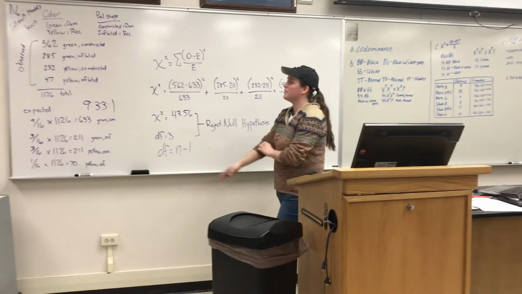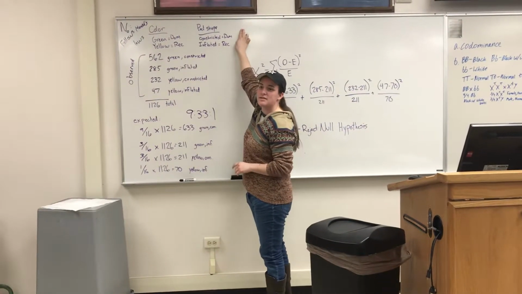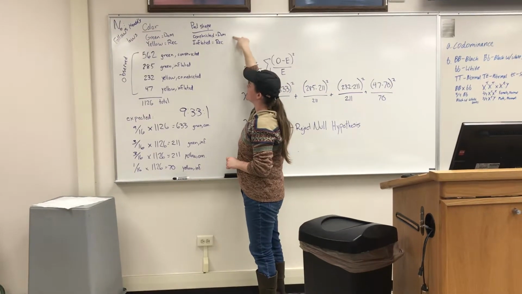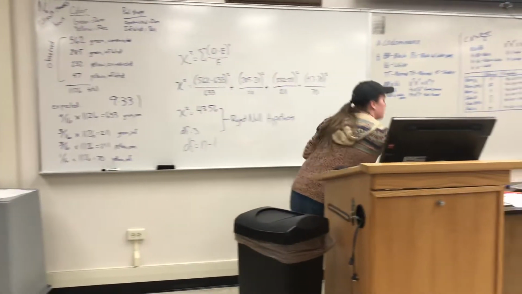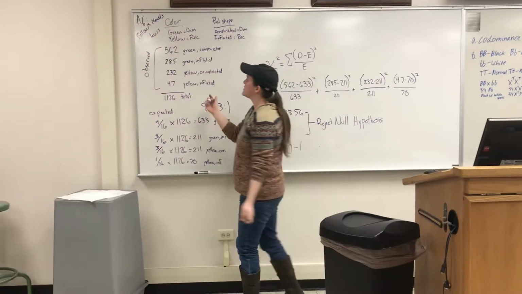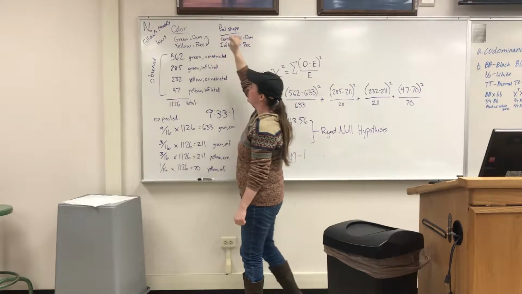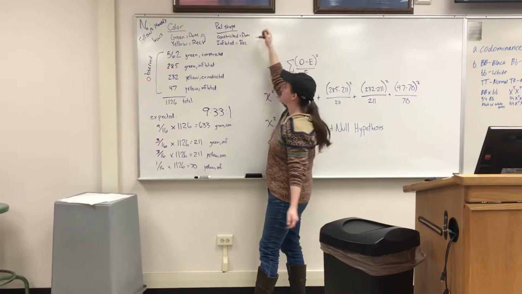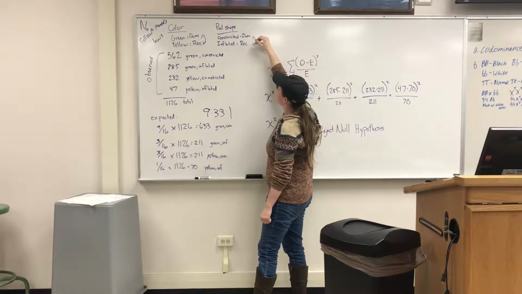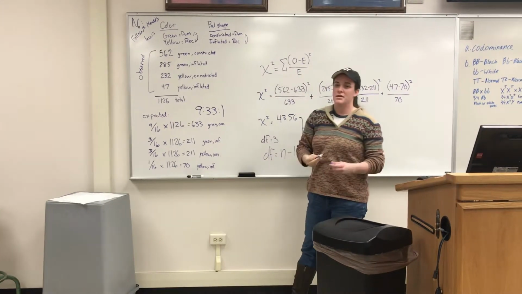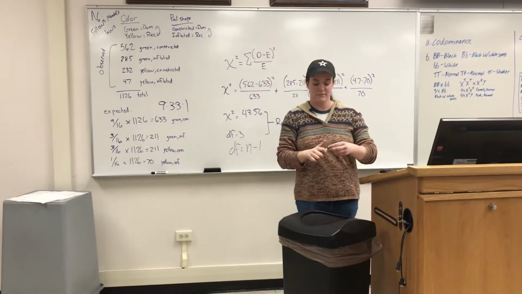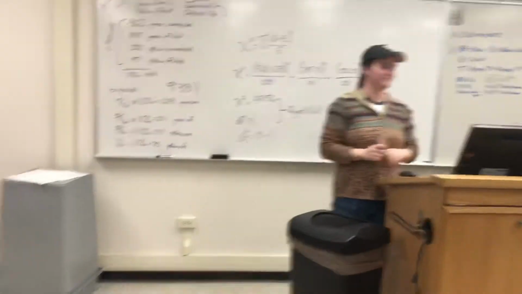For what we did, we just took our old hypothesis and swapped these two. So our new hypothesis would be our yellow being dominant, green being recessive, constricted being recessive, and inflated being dominant. And then you could just test it again. Yep, that's one.